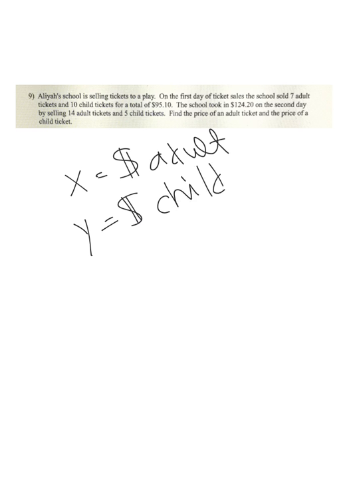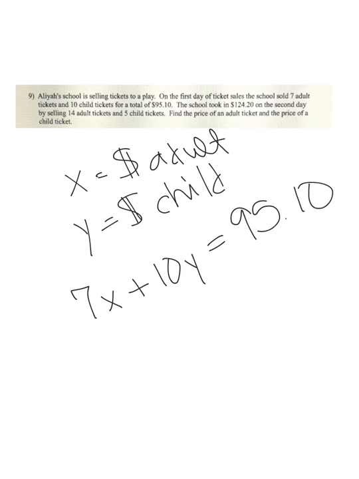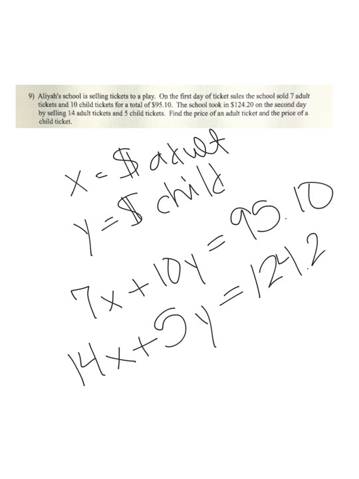Aaliyah's school is selling tickets to a play. On the first day of ticket sales, the school sold 7 adult and 10 child tickets. Those are your variables. The school took in $124.20 on the second day, with 14 adult and 5 child. Find the price of an adult and the price of a child. X is the price of an adult ticket. Y is the price of a child ticket. So on the first day we sold 7 adult, 7X, and 10 child, 10Y, for a total of $95.10. On the second day we sold 14 adult, 14X, plus 5 child, 5Y, for a total of $124.20. That's how you're going to set that one up.